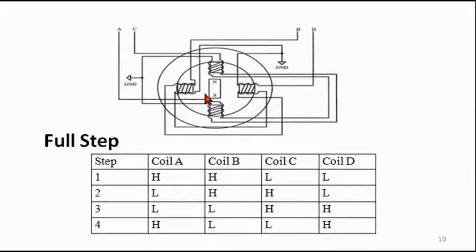When coils A and B are energized, consider this is coil A and B, at that time both the coils are energized, so the permanent magnet south pole will be between coil A and B. If only coil B is energized, the south pole will go to the coil B direction. So like that, when both the coils are energized, it will be in between the coils. Then B and C, it will be between the coils. Next, C and D, it will be in between the coils.